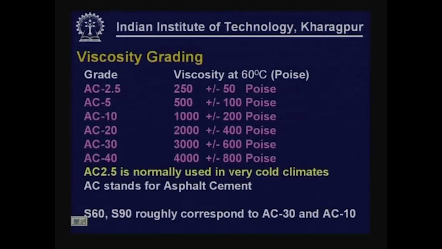S60, S90, these are 60-70 bitumen, 80-100 bitumen that we normally use in India. In terms of the viscosity that we normally get for these binders, they can correspond to AC 30 and AC 10 binders.